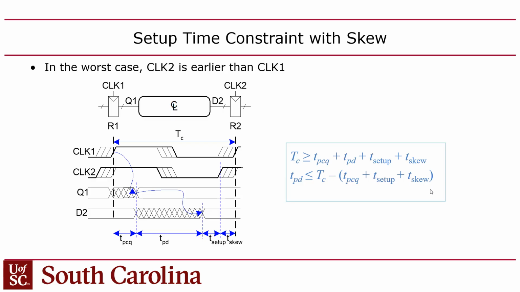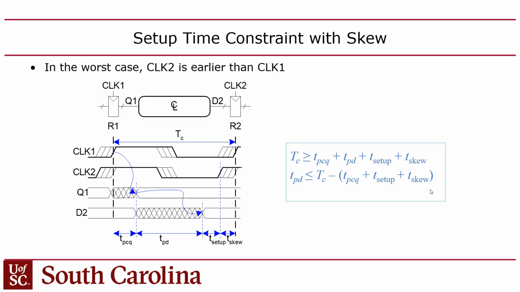So for the setup time, you basically have to add the skew as another parameter to consider as a possible delay, right? So you've got the propagation of the flip-flop, the propagation of the logic, the setup time, and the skew. And again, this is assuming that the source register is lagging the destination register, because the destination register is getting its clock edge first.